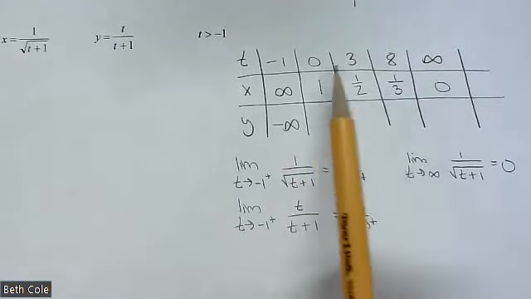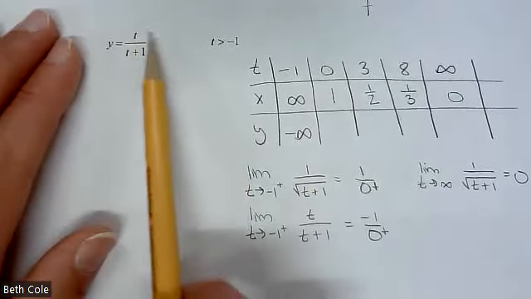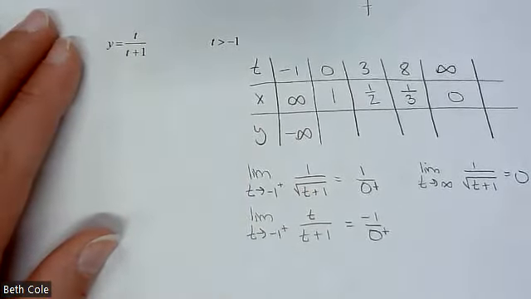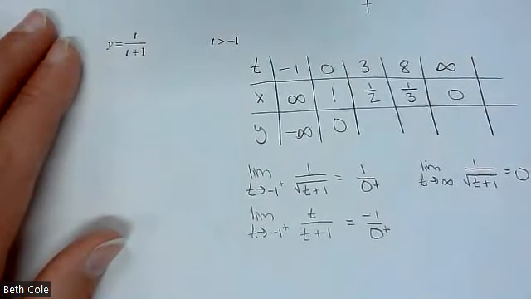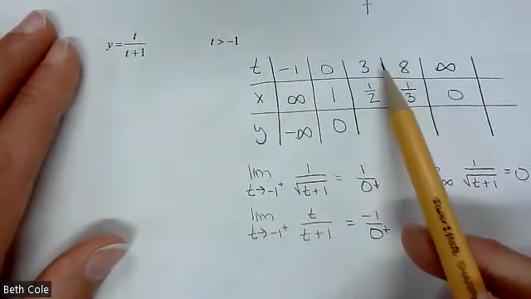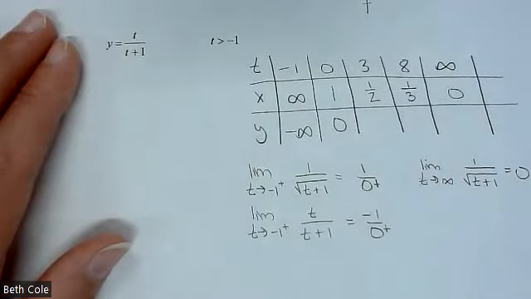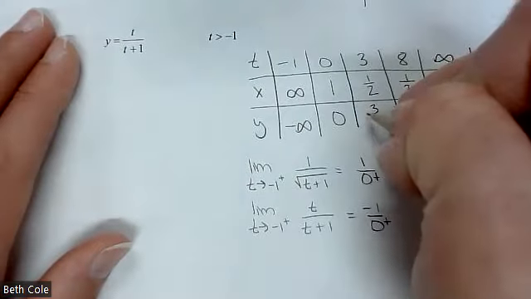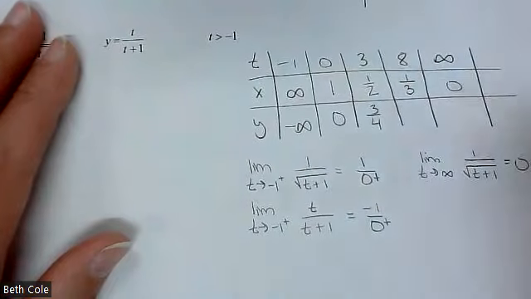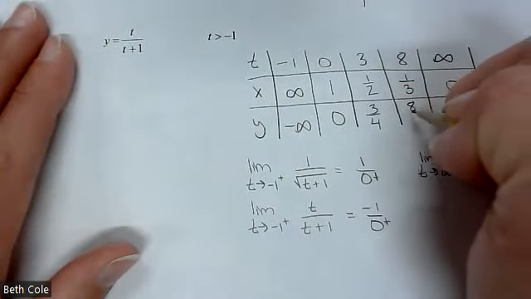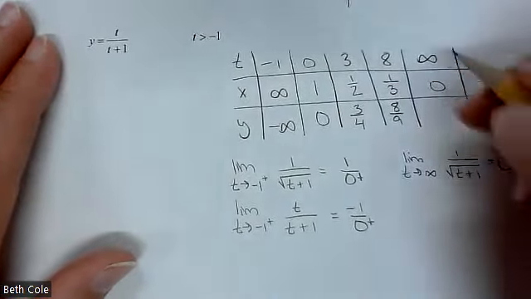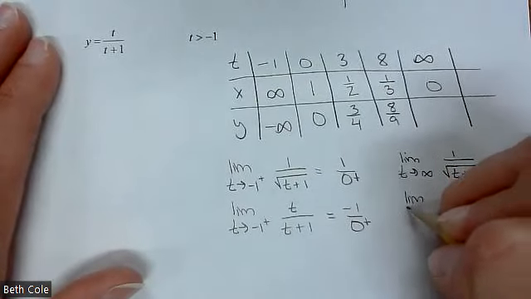Now we're going to get actual numbers for these ones. If you plug in 0 to this, what do you get? It'll just be 0. It'll be 0 over 1, which is 0. If you plug in 3, 3/4. If you plug in 8, 8/9. And then infinity you have to do as a limit.